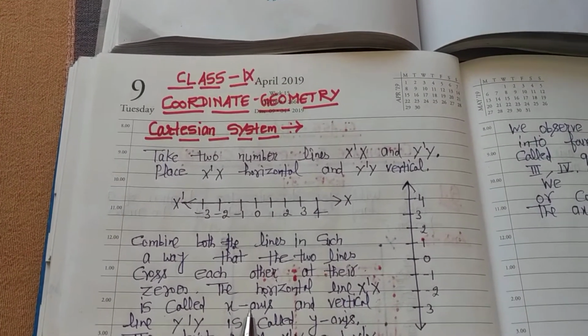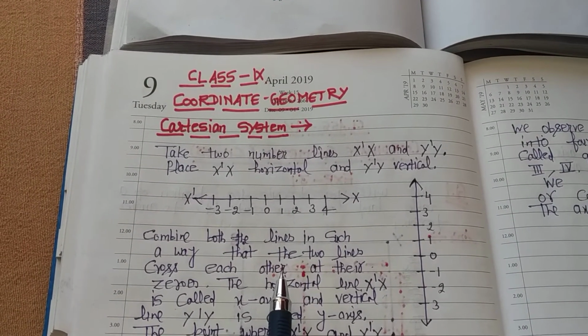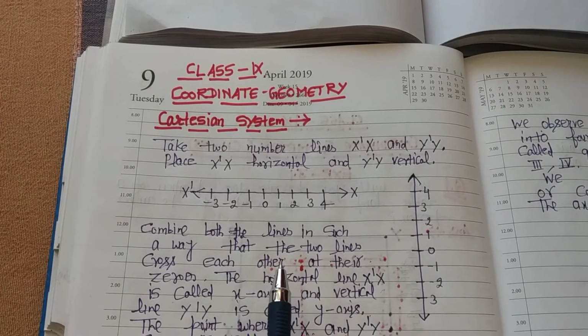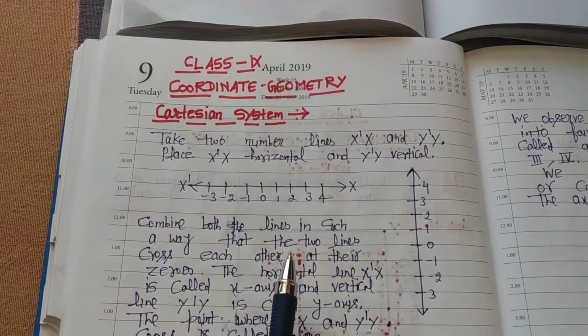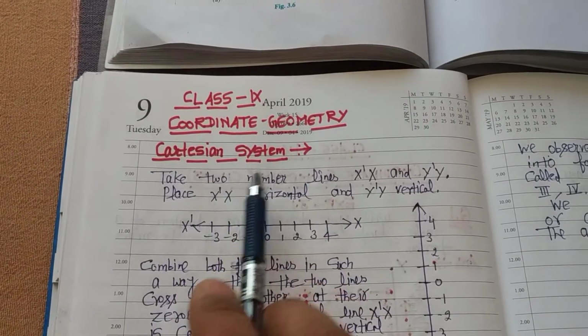In this video I am going to discuss chapter number 3, coordinate geometry of class 9, the Cartesian system, and then after this we will discuss exercise 3.2. So let's start with the basic points of the Cartesian system.